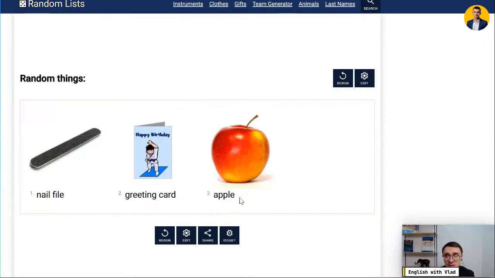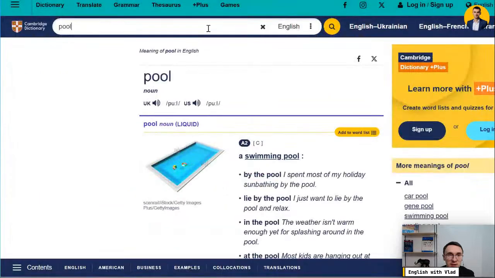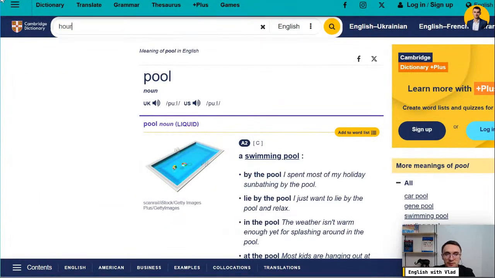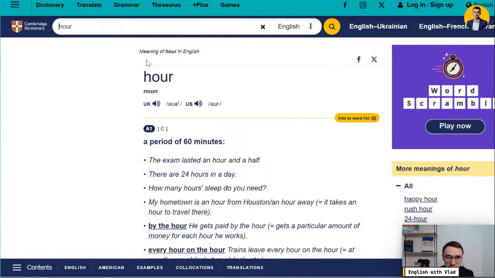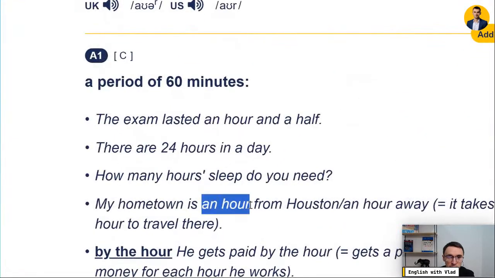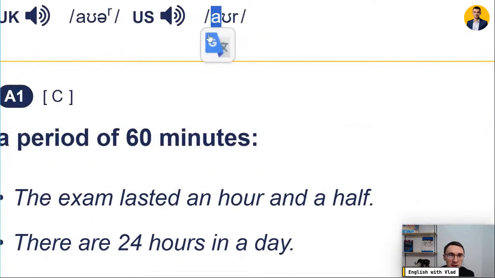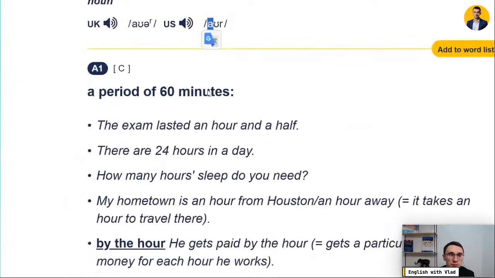Well, because there is such a word as hour. Hour starts with the letter H, right here. But we anyway use the article an with this word, and we say an hour because the first sound is a vowel sound, right? So basically, we use the article an in that case.